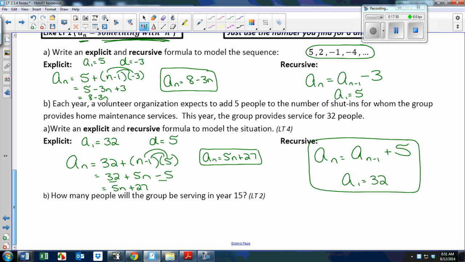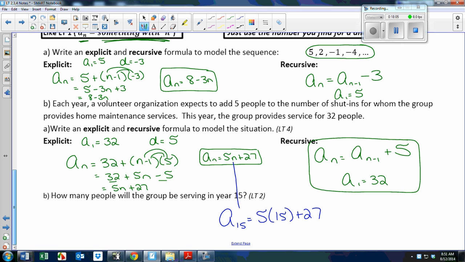And finally, and I wanted to kind of do these live because I wanted to ask you which one you're using for part B. Which of those two formulas are you going to use to answer the question part B? Are you going to keep adding 5 fingers and toes? You can. But it's going to take you longer than it would if you use the explicit, right? Or you just plug the 15 in. You got a formula already right here that says if you want the 15th term, then multiply 5 times 15 and add 27.